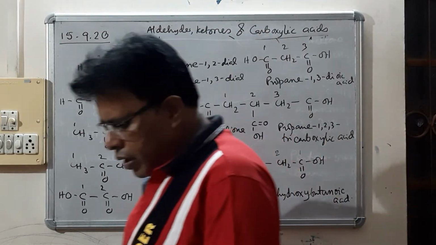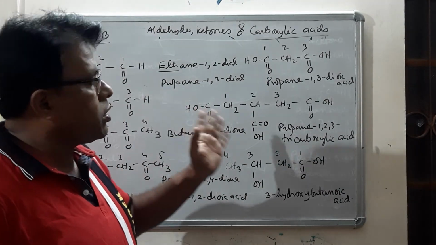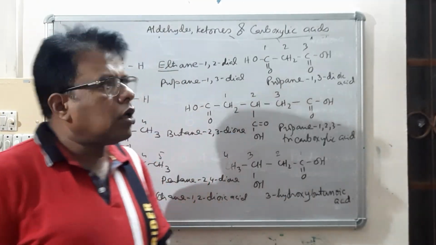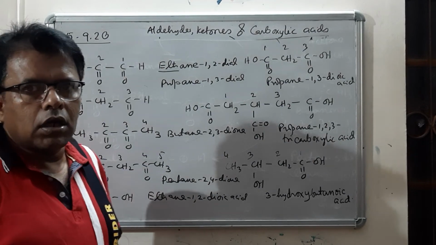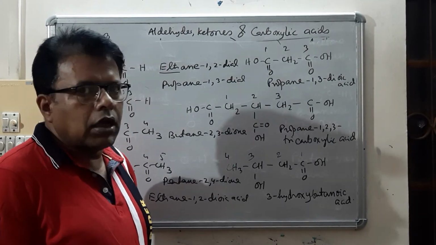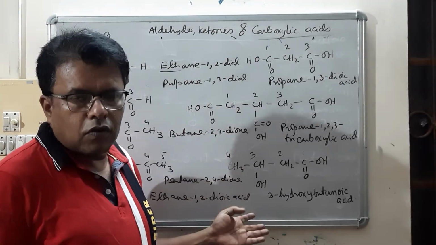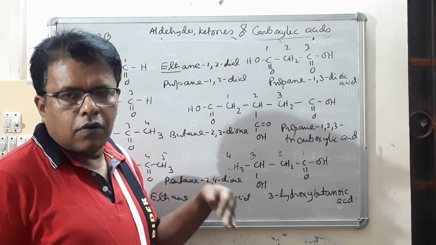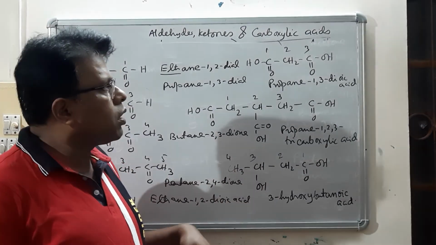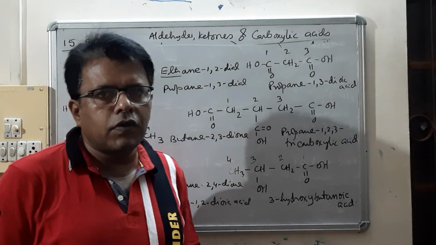So children, we have done the IUPAC nomenclature of these three types of compounds. This much for now. In the next class, we will be doing more about the structure of these functional groups, physical properties of these functional groups, chemical properties of these functional groups, and many more of these chapters.